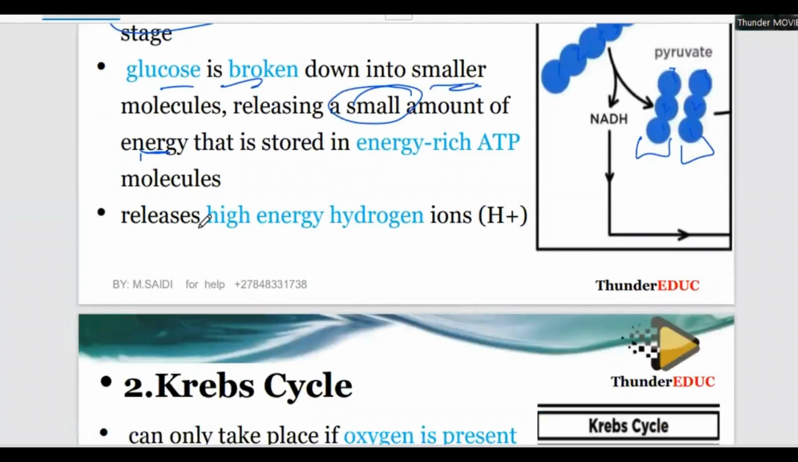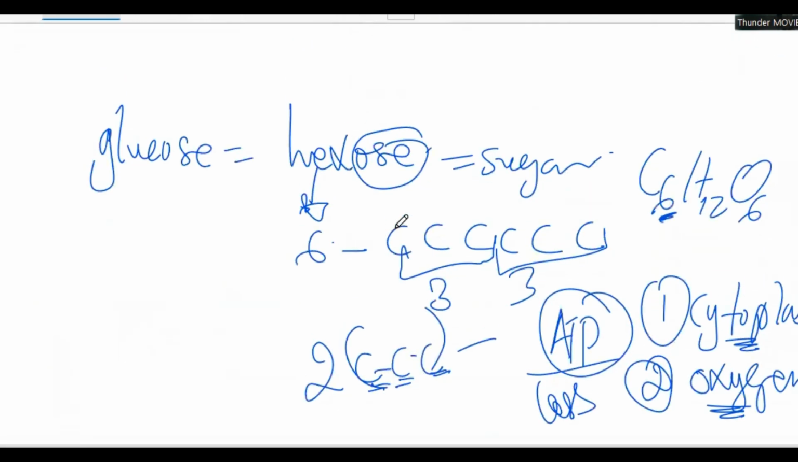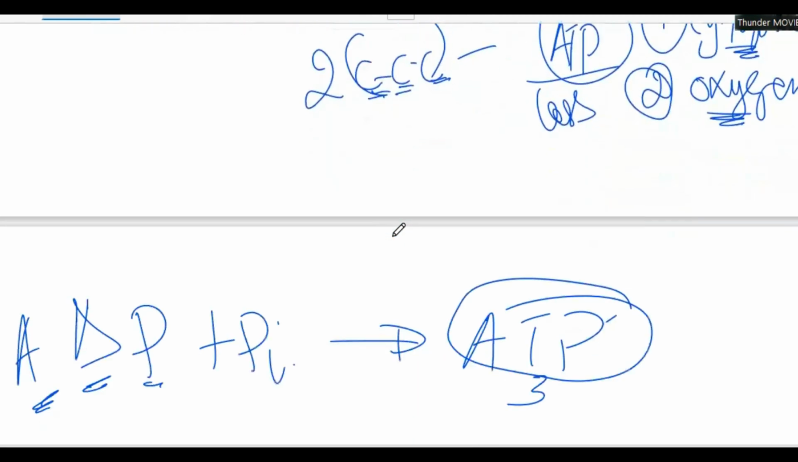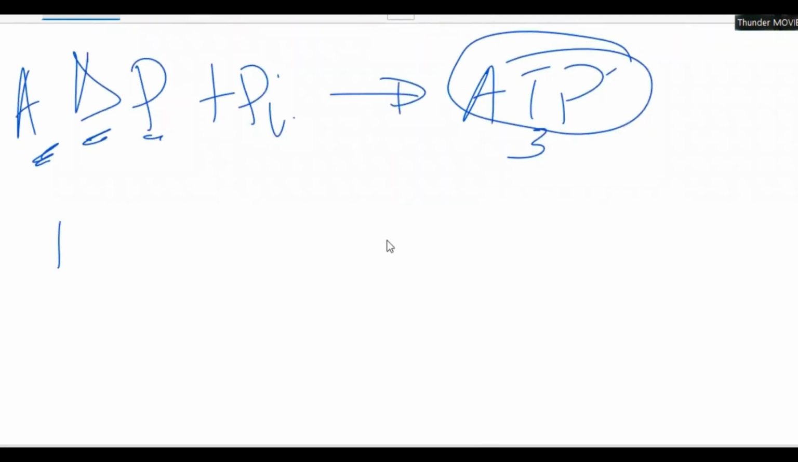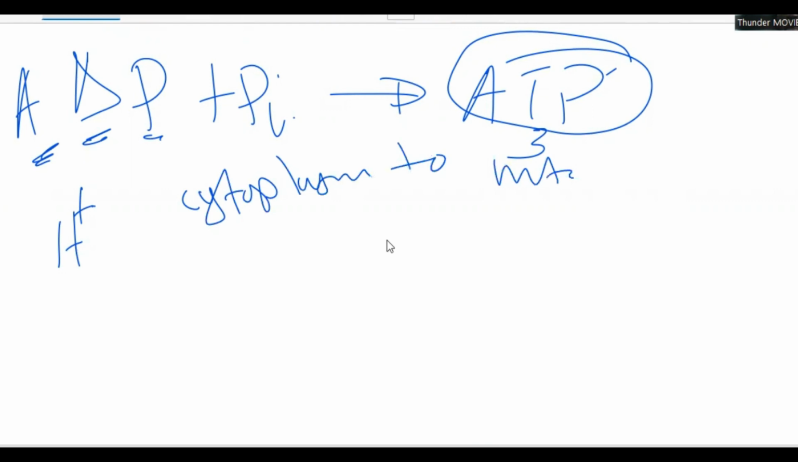So we are saying that this small amount of energy is stored in the energy-rich ATP molecule. The process also releases high energy hydrogen ions. So it doesn't stop there. We also release a small part of hydrogen ions. These hydrogen ions are used in oxidative phosphorylation. And how do they move from the cytoplasm to the mitochondria? How does it go there? How does it move from the cytoplasm?